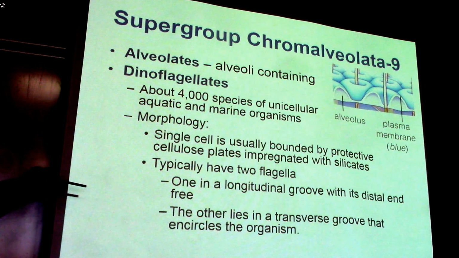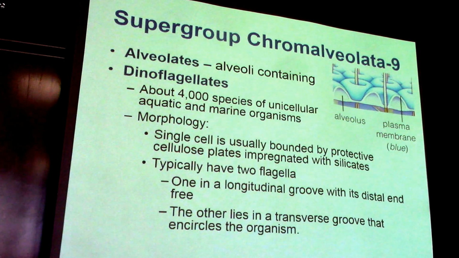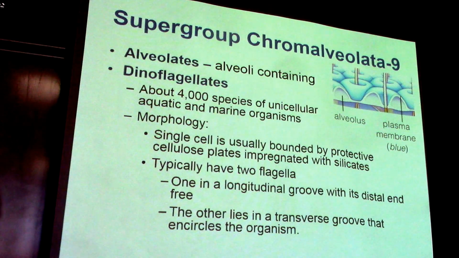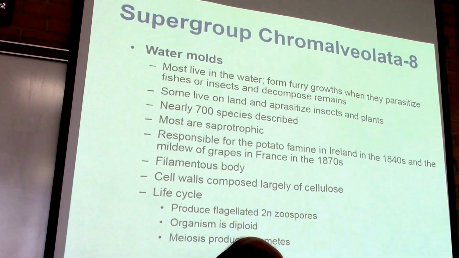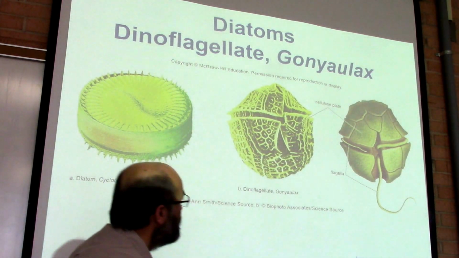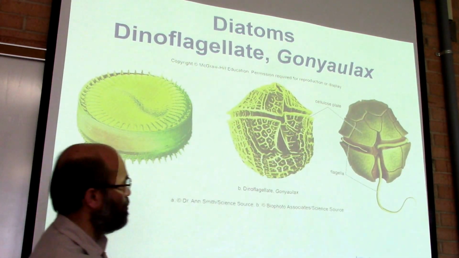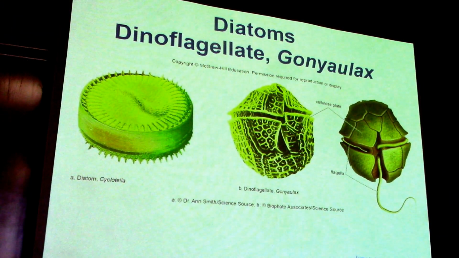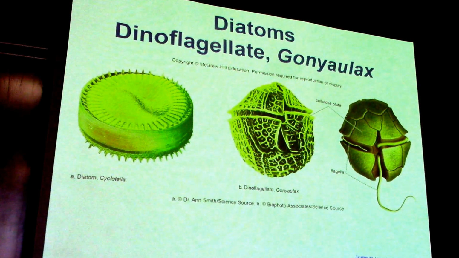Dinoflagellates typically have two flagella, one which is the longitudinal one, and the other one that lies transverse within its own groove. So this one here, and this one here. So it has two flagella, one that helps them to propel, to move, and the other is wrapped around their body, transversely within the structure of their body.